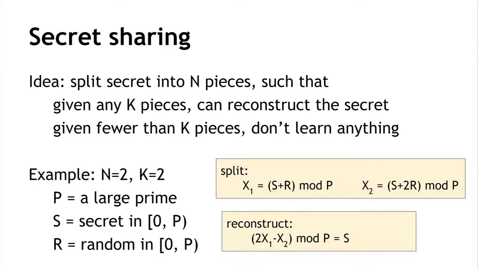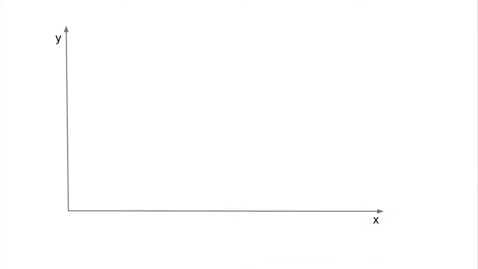Similarly, this share by itself is also equally likely to take on any value between 0 and p minus 1, and therefore doesn't convey any information about s. So that's n equals 2, k equals 2. Given both shares, we can get back the secret. Given one share, we can't. Okay. Now in general, we can talk about how to get higher values of n and k.